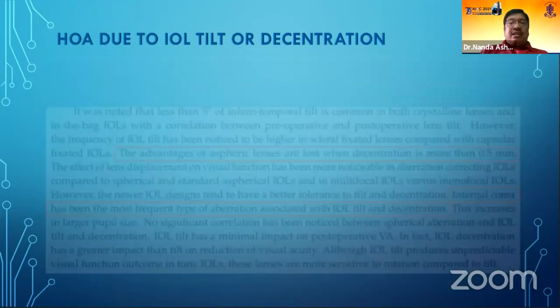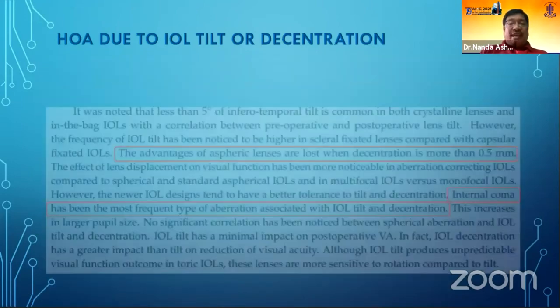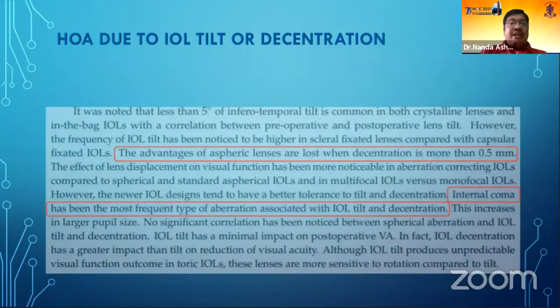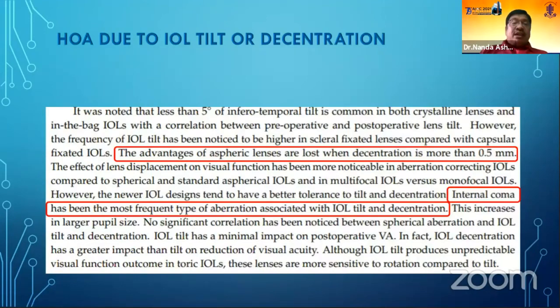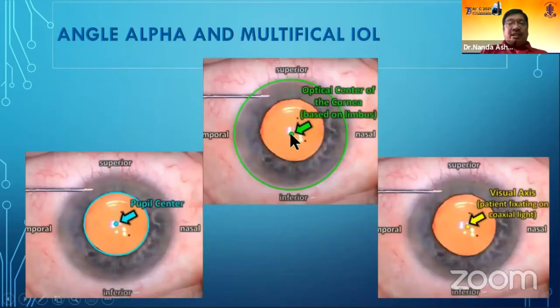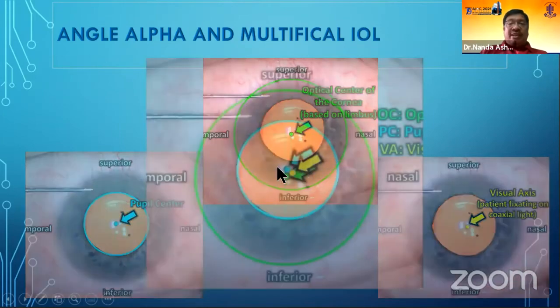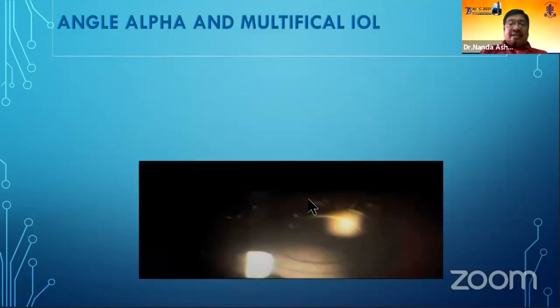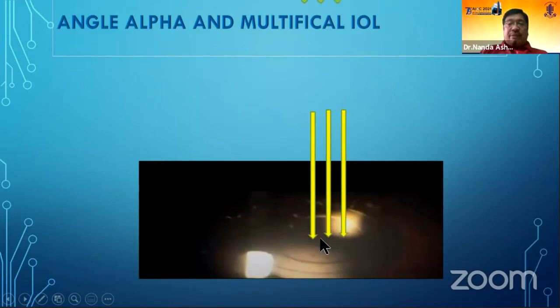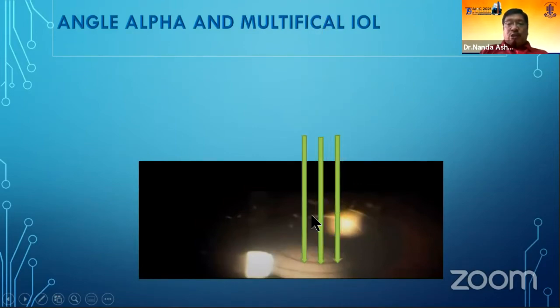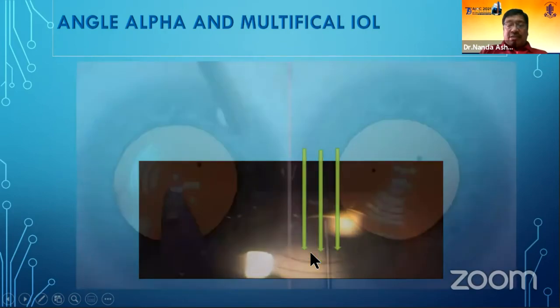Let us look into tilt and decentration. We know that decentration more than 0.5 can lose the effect of sphericity, and tilt also causes a significant amount of coma. And lastly, it is the angle alpha. Angle alpha is the difference between the optical center and the patient's visual axis. Normally they are very close to each other. If it is high, then the light ray in the multifocal lens, instead of passing through the center, will pass to the border of the bullseye. That will cause too many refractive problems.